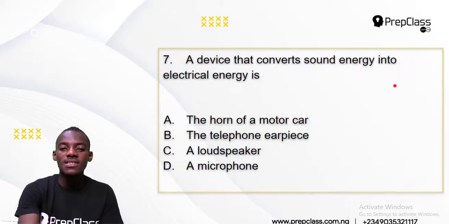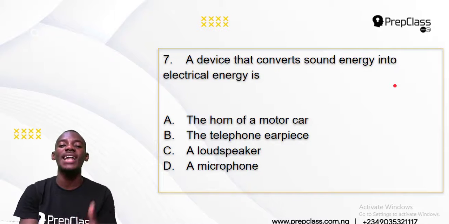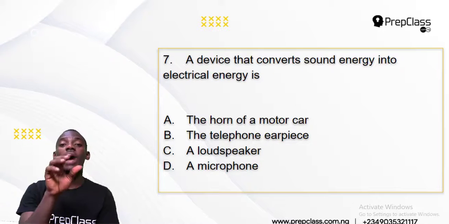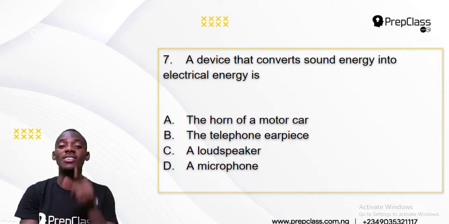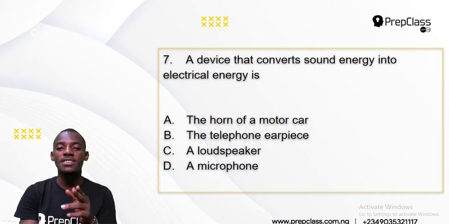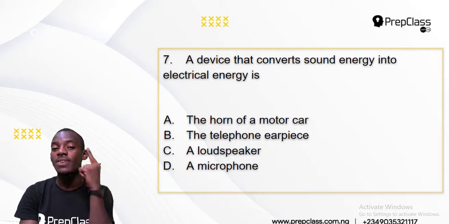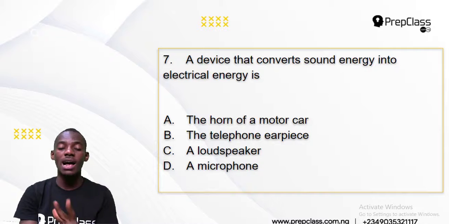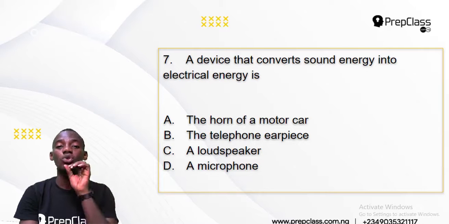Now, number 7 says a device that converts sound energy into electrical energy is what? Is it the horn of a motor car? When you press the horn in your car, it goes from electrical to sound. Then the telephone earpiece: the signal coming to you is electrical from your phone, and it lands in your ear as sound, so it is also electrical to sound. Then loudspeaker: it is passed through electrical and comes to you as sound.